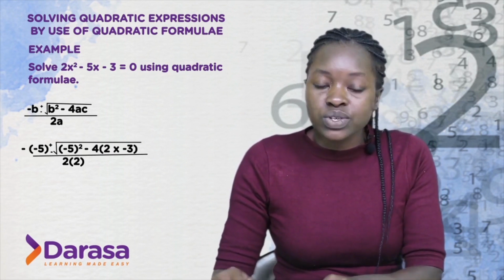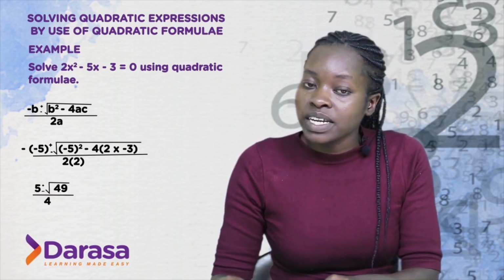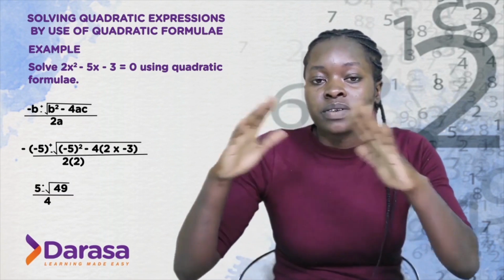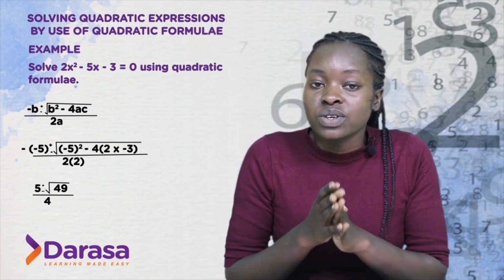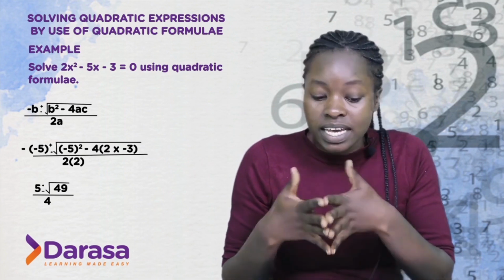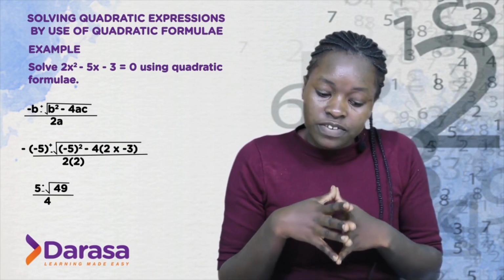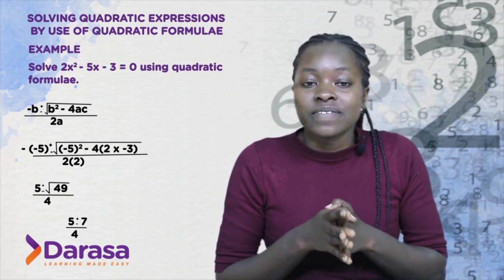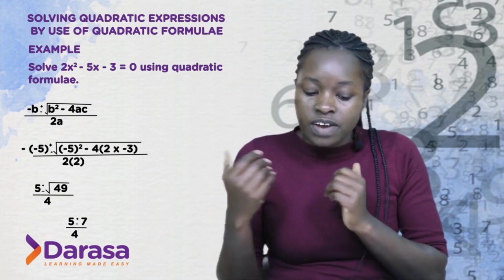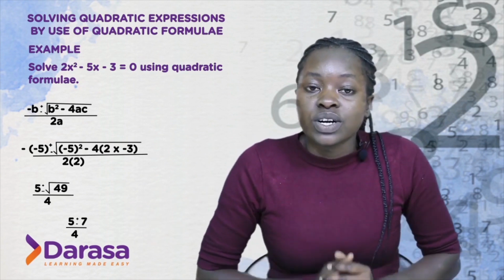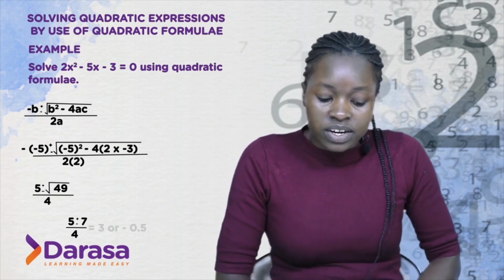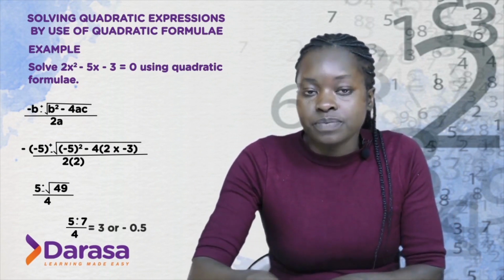Now working it out, you'll get 5 plus or minus, working the square root part, you'll get 49. So now we're looking for the square root of 49 all over 4. Working it out, you'll get 5 plus or minus 7, everything over 4. So when you work this out, your answer should be 3 or negative a half.